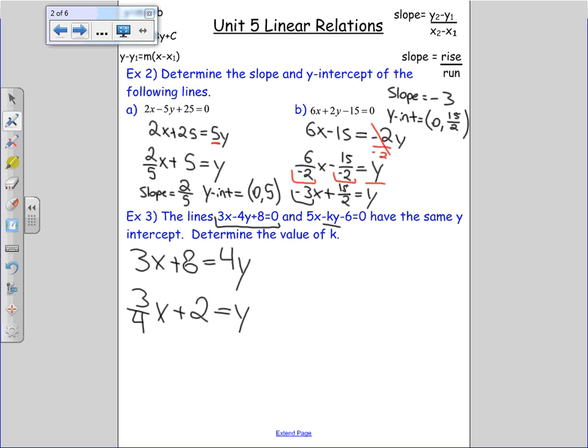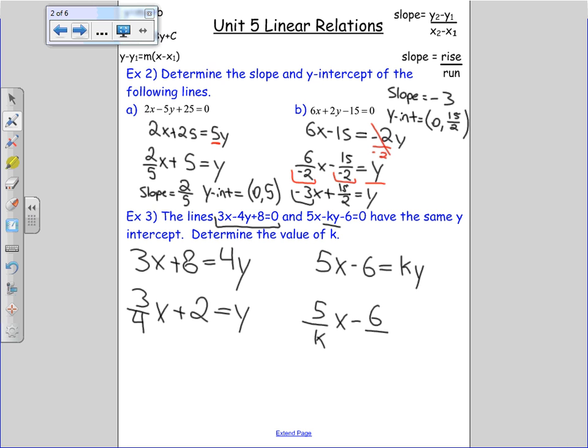So the first step would be to move that negative ky to the other side. It would be 5x minus 6 is equal to ky. We have to get y by itself, so what do we have to do? Divide both sides by k. So we would have 5 over k x minus 6 over k is equal to y.